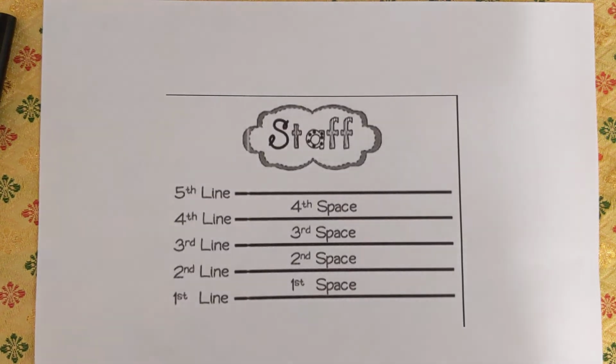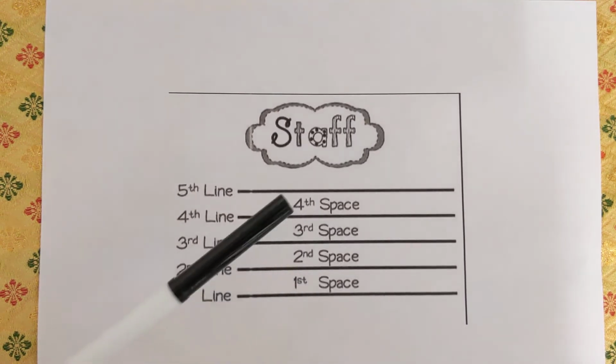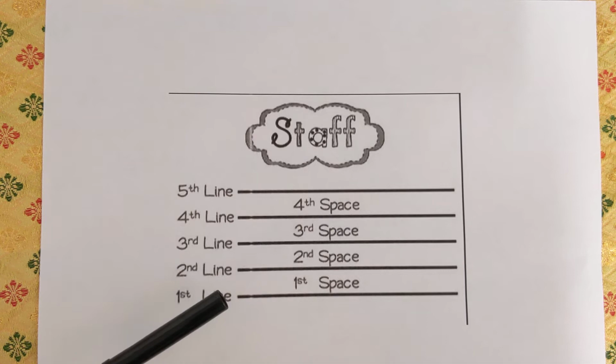Hi there, everybody. Today you're going to do some practicing with the staff. And the most important thing to know for today's lesson is that we always count from the bottom when we're looking at the staff. So here's a music staff like you've seen a bunch of times.